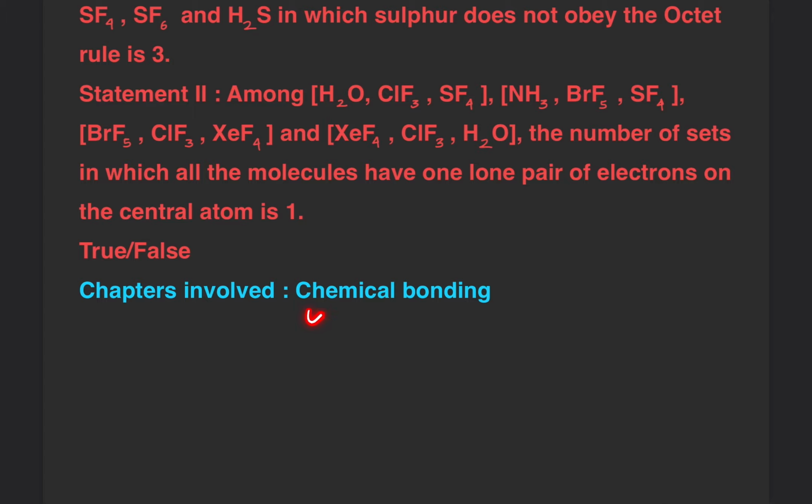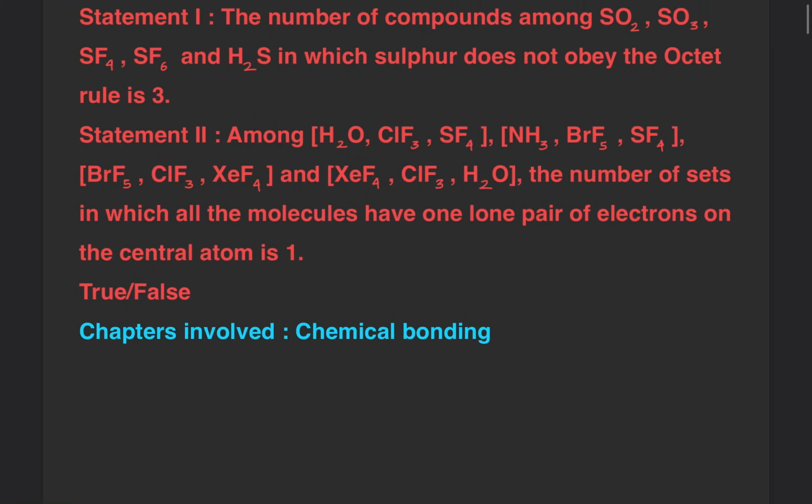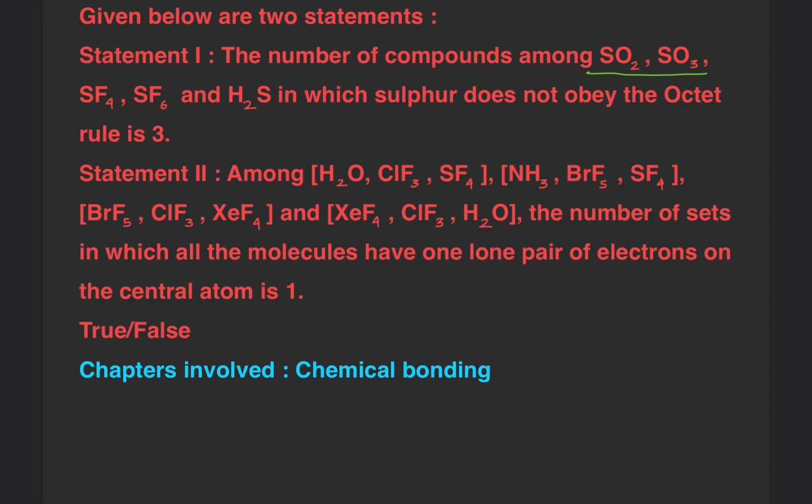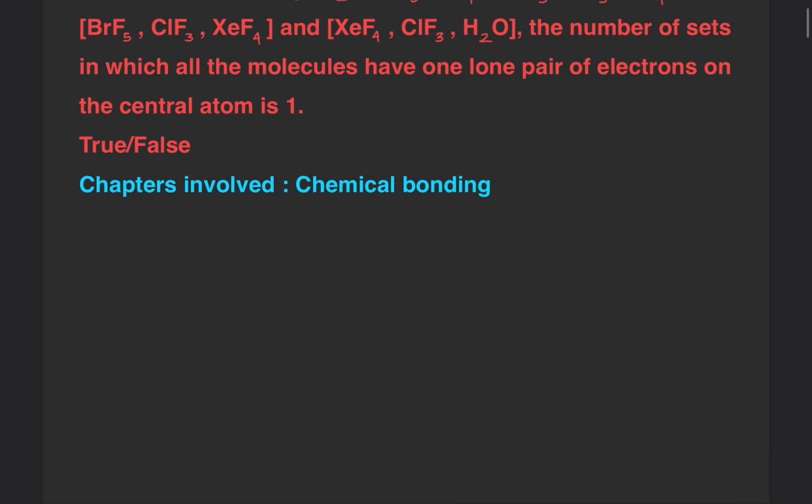Chapter involved is chemical bonding. So let's draw the Lewis dot structures of SO2, SO3, SF4, SF6 and H2S one by one. To draw the Lewis dot structure, count the number of valence electrons of all the atoms in the molecule and distribute minimum 2 electrons between any two atoms. This is what you need to remember.